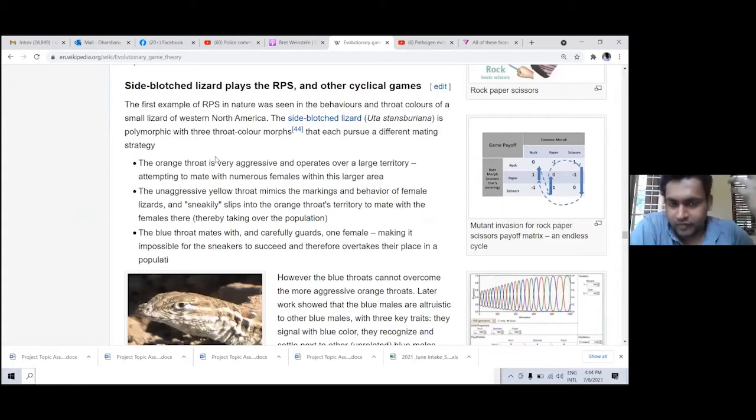There's a yellow throat one, which is not a very aggressive one, and that lizard mimics. This particular lizard lives in some part of North America. The yellow throat one mimics a female and sneaks into the orange throat lizard's territory and tries to mate with the females. So it pretends it's a female and tries to invade that territory. The blue throat one is monogamous. It always mates with only one female and very closely guards that female. But the blue throat one cannot defend against the orange throat one, though it can fend off the yellow throat one, right? So these three lizards have three different mating strategies.